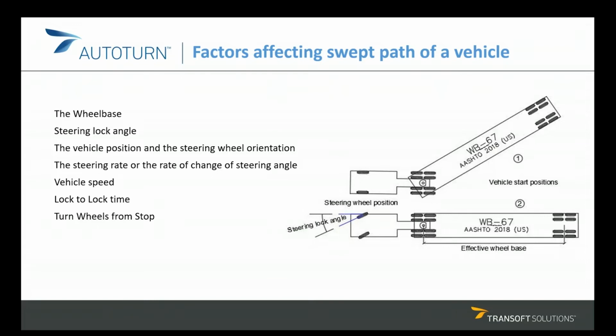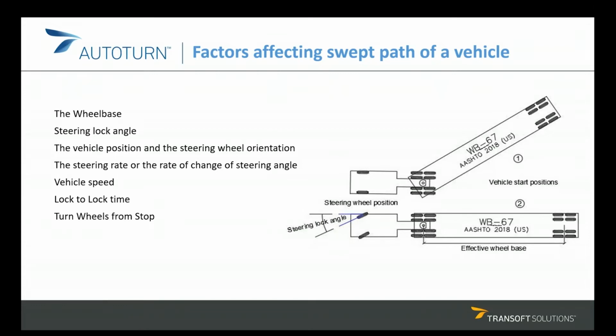Next is the steering rate, or the rate of change of steering. This factor accounts for the centripetal accelerations and affects the turning radius. The steering rate is also proportional to vehicle speed. So as the vehicle speed increases, the minimum turning radius also increases, which in turn reduces the swept path width.